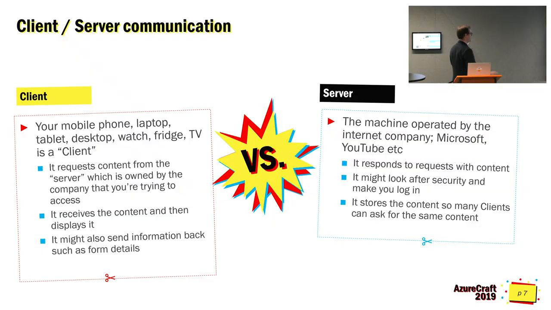But what is HTTP? It's a way for a client to talk to a server. Very exciting stuff. But a client is anything which can talk to the internet, anything which can talk and download a website and show it on your mobile phone, on your laptop, on a tablet, on a fridge, on a telly, anywhere. These are all clients. Right, and it goes and requests data, and then it displays that data, and it might send information back and forth, like login information and stuff like that.